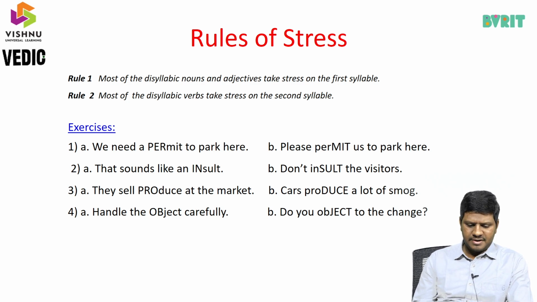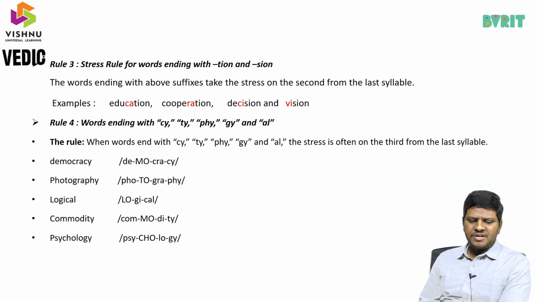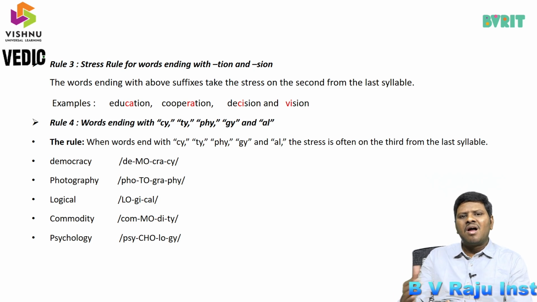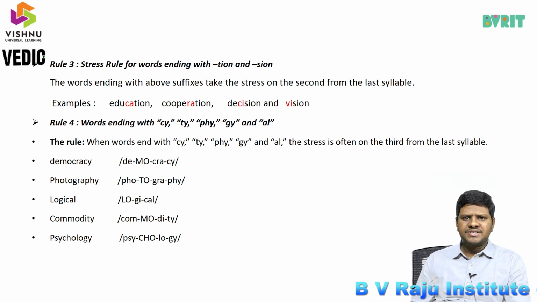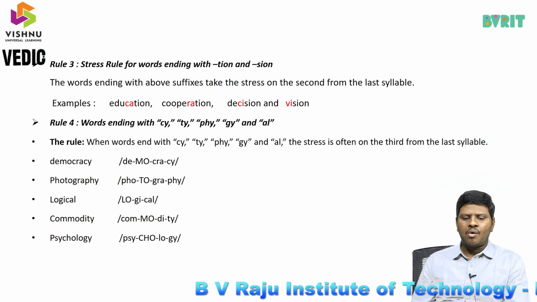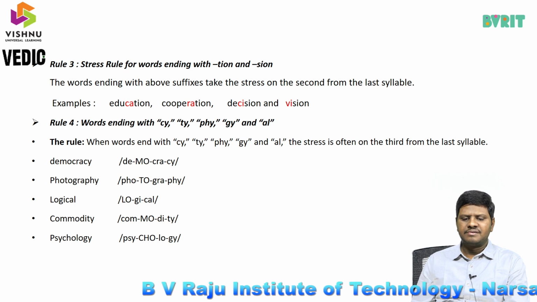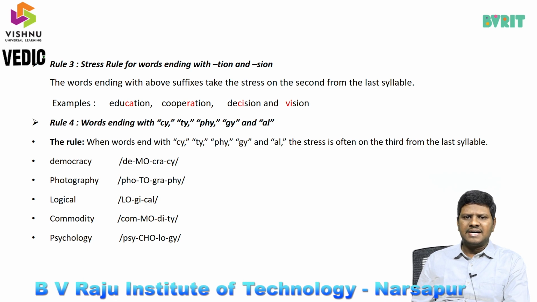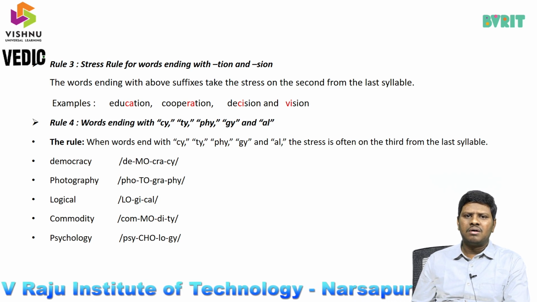Second syllable. Okay. Now rule number 3: stress rule for words ending with -tion and -sion. There are many English words that end with -tion and -sion, and words ending with these suffixes take the stress on the second from the last syllable. You can see the second syllable is stressed when words end with -tion and -sion. For example, education, cooperation, decision, and vision. You take the second syllable as the stressed syllable, and the remaining are normal syllables.